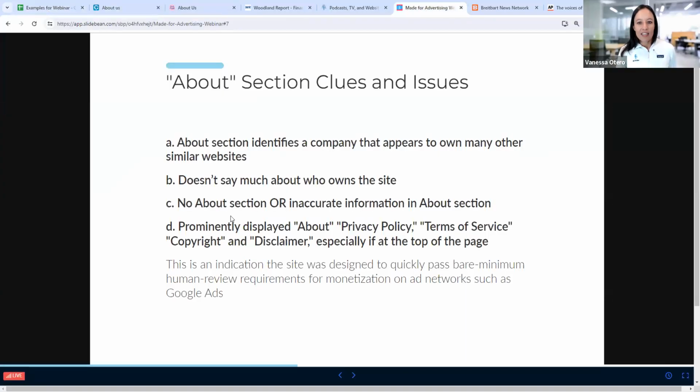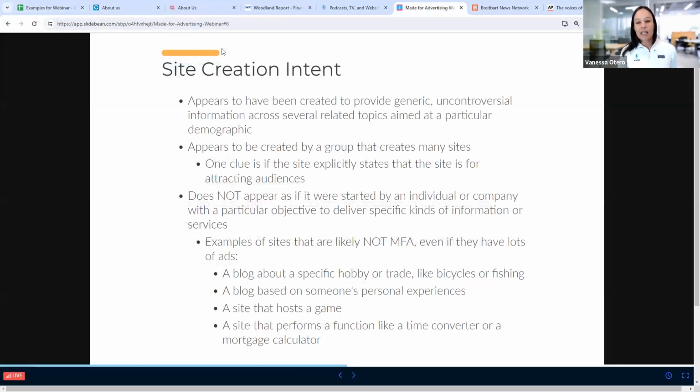All right, let's talk about other factors. Site creation intent. So this one, again, is important to determining whether it's MFA, not MFA, borderline MFA. And to us, this is really important, especially when something's got a lot of ads on it and it looks like it was legitimately created as a website. So the things that we're looking for, that it appears to have been created to provide generic, uncontroversial information across several related topics aimed at a particular demographic.